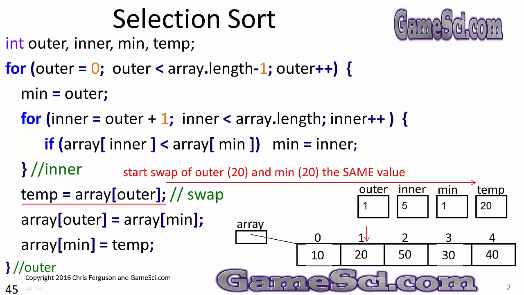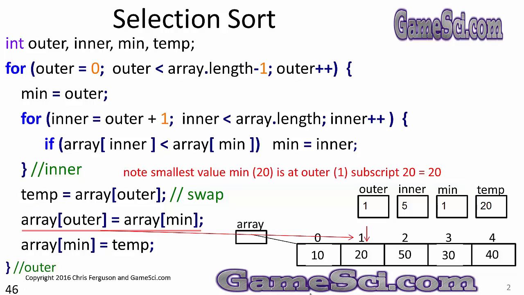Technically, we don't have to do this swap. Technically, 20 is just going to swap with its own position. We could add another if statement here, but that another if statement would probably take so long that we're just going to go ahead and swap the numbers. Although 20 is just swapping with itself. Start the swap of outer 20 with the minimum value 20. It's the same value, but we're going to execute the commands either way.